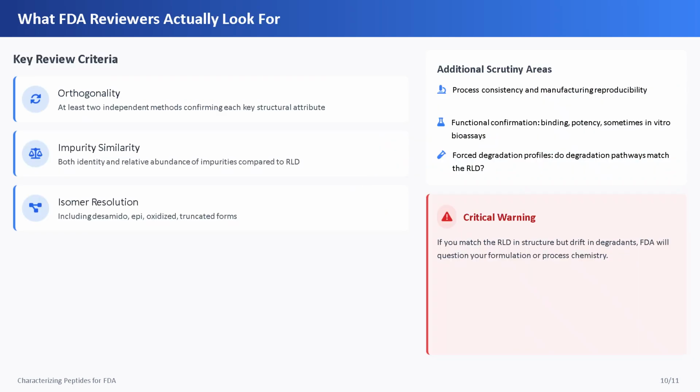A successful FDA submission requires deep multi-technique analysis and a clear match to the RLD's impurity profile. Functional equivalence must be demonstrated through binding and potency data. Most importantly, your characterization should tell a clear scientific story: how your peptide aligns with the RLD across all structural and functional dimensions. When done well, this becomes the foundation of your regulatory success.